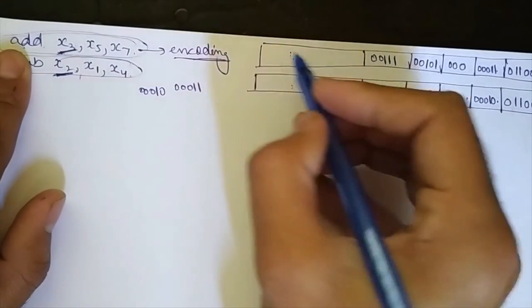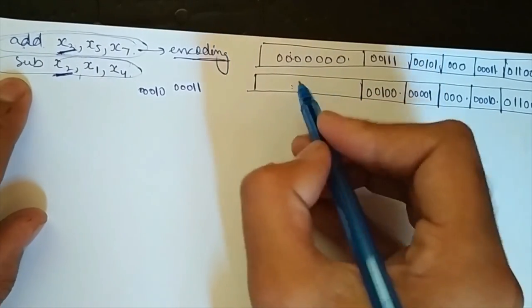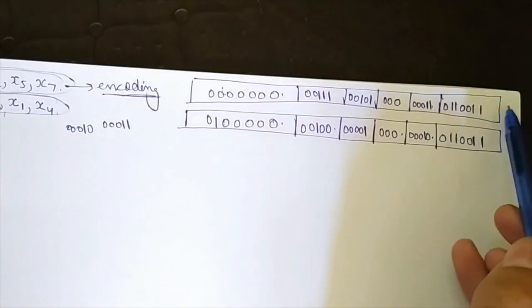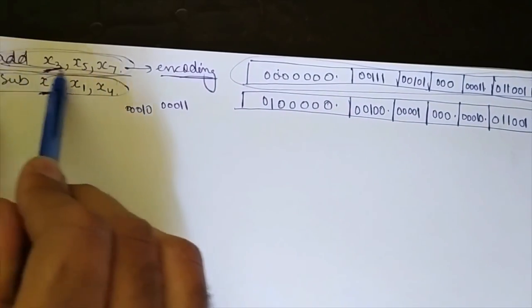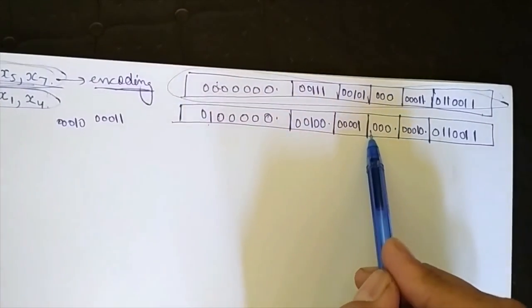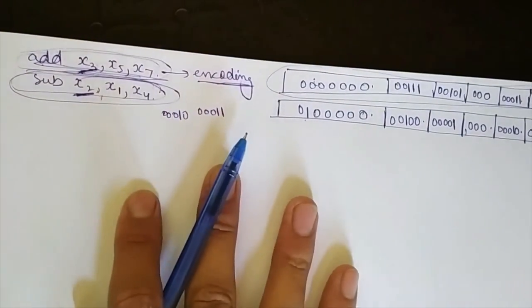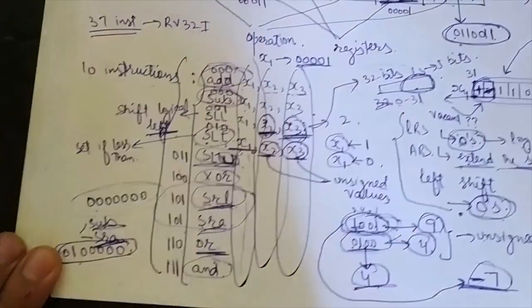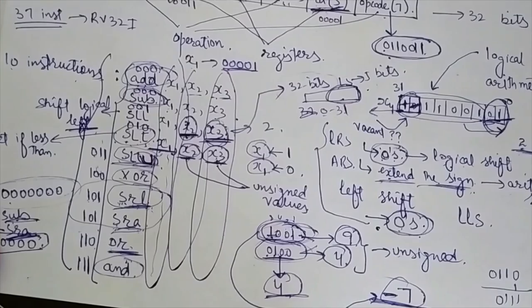What is FUNC7 for add? It is 0000000. And what is FUNC7 for sub? It is 0100000. So this is the 32-bit instruction that represents the add instruction, and this is the 32-bit instruction that represents the subtract instruction. So I hope you can now encode any possible instruction which belongs to the R format.